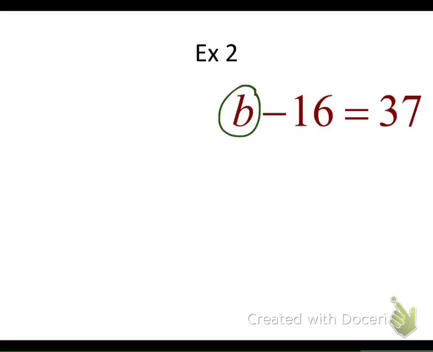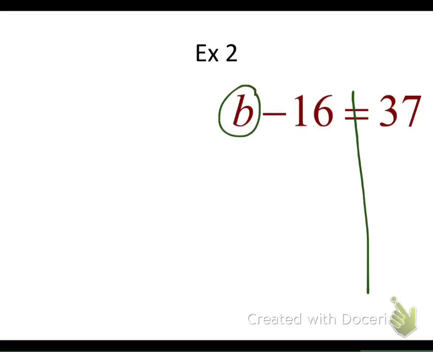Yeah, I'm going to draw that line of equality nice and long to make sure it goes through all my equal signs. Now, the goal is to get the variable by itself. So if I want to get the variable by itself, what do I have to get rid of? The negative 16. I do that by using the inverse operation.